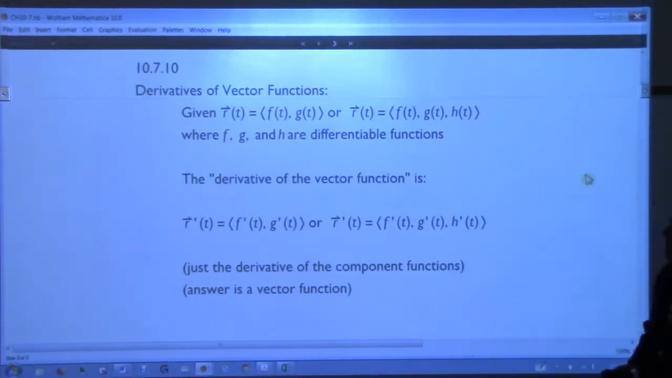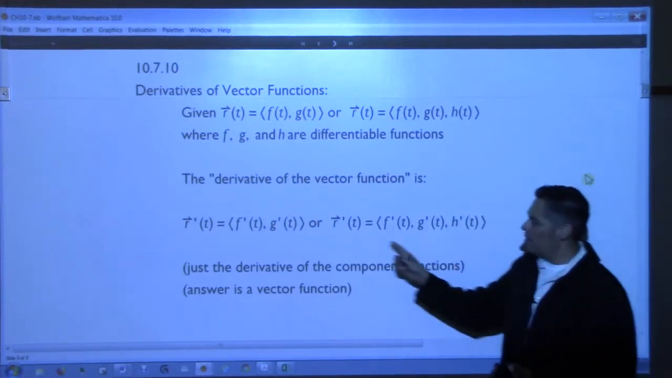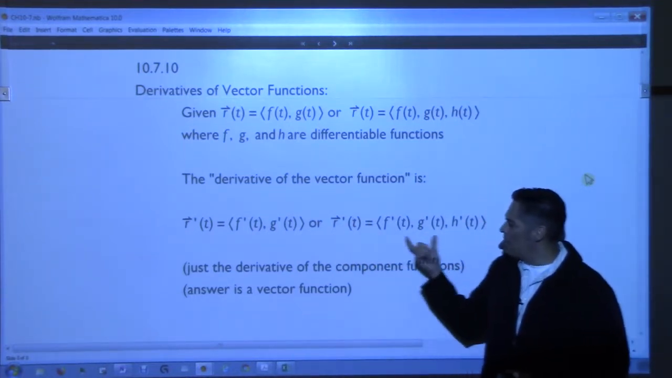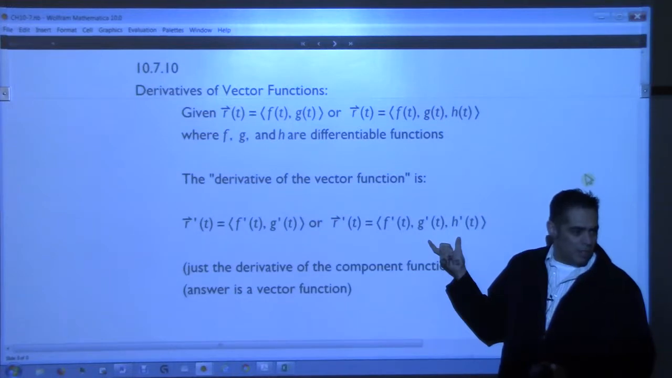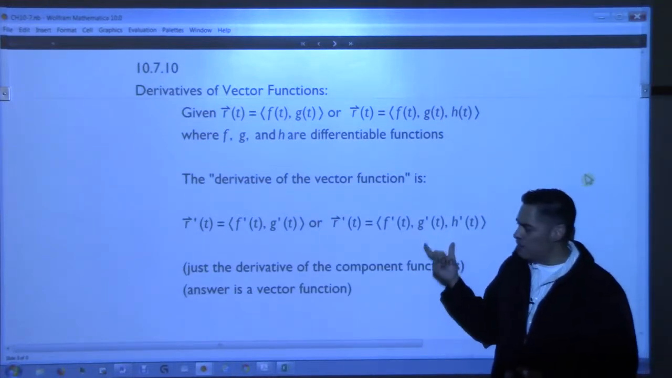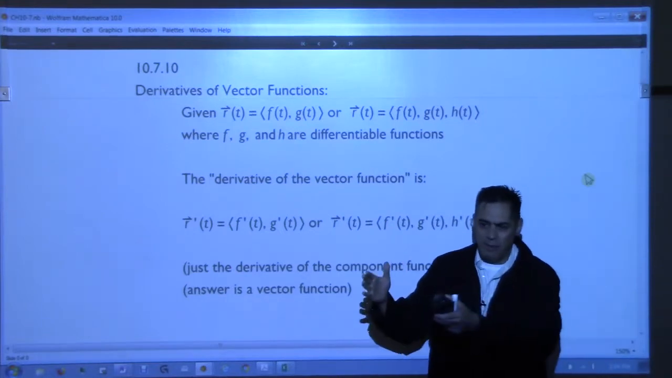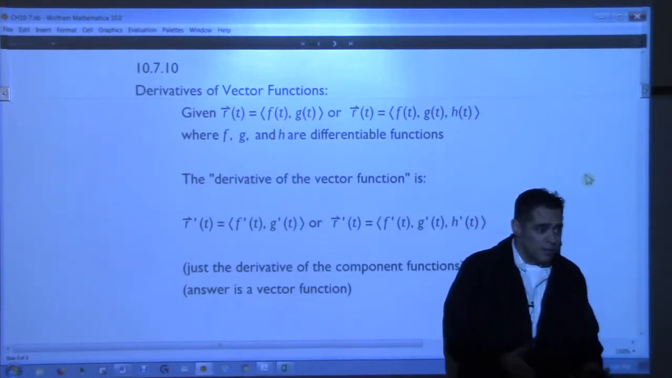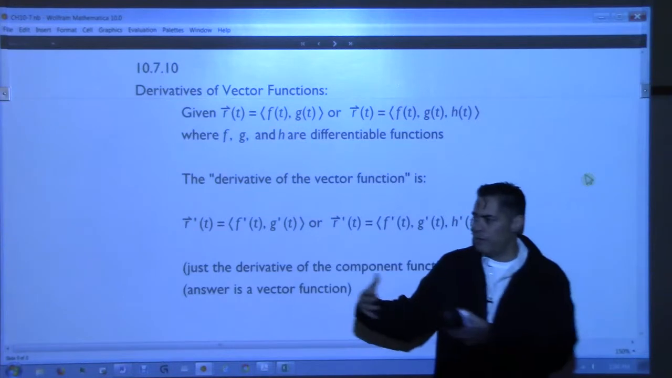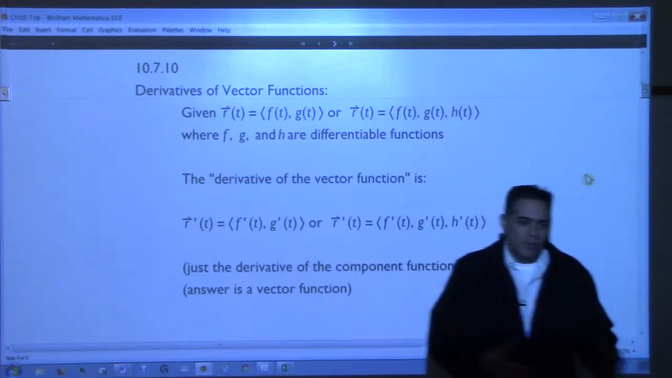And the important thing is that the answer that you get when you take the derivative of a vector function is that you get a new vector function. Your answer is actually a new vector function. Just like in Cal 1, when you took the derivative of x squared, you got 2x, a new function. When you take the derivative of a vector function, you get a new vector function.